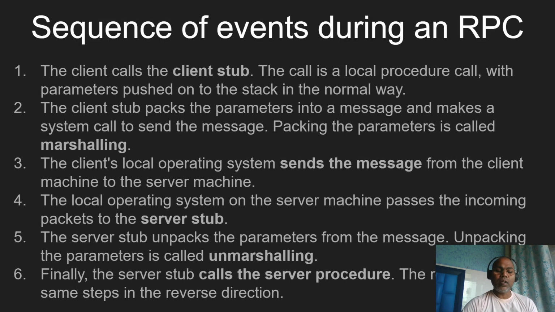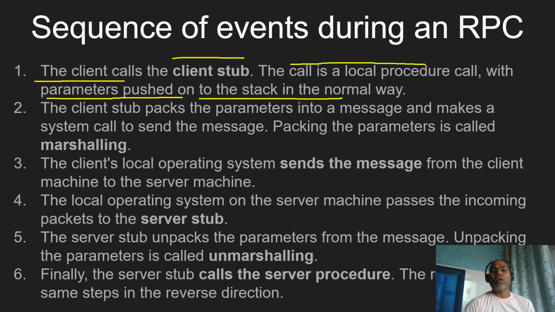So this is the specific sequence, a very standard procedure, similar to what we discussed. First, your client calls the client stub, because the client stub knows the details of your server stub. The call is a local procedure call, so the parameters are pushed to the stack as normal. The client program that wants to call the specific function or method doesn't bother whether it is calling remote or local.